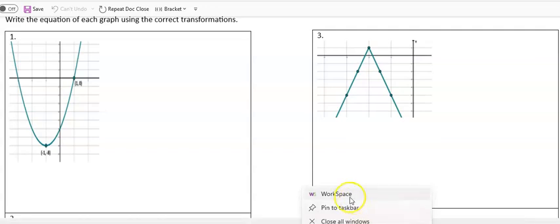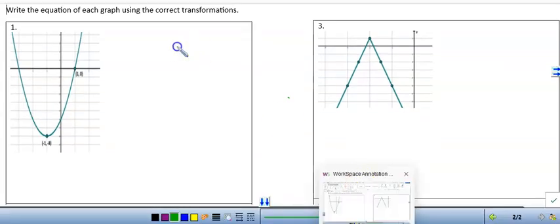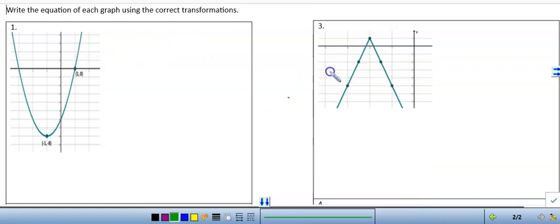Whenever we're writing the equations given the graph, we actually started number 3 already, so that's where I'm going to be in as well. We already had that this parent function was absolute value of x. We already had that it moved left 2 and up 1.